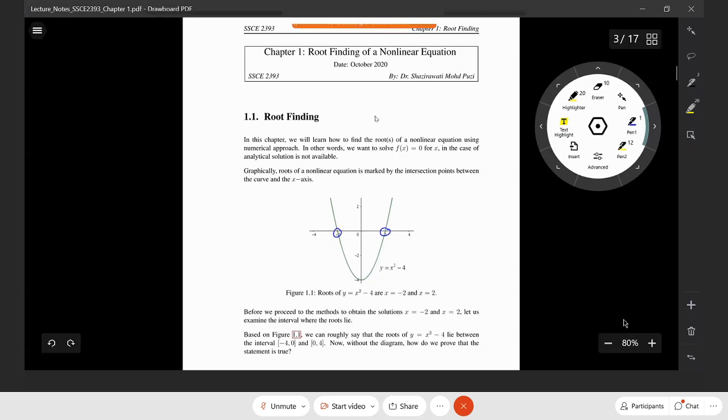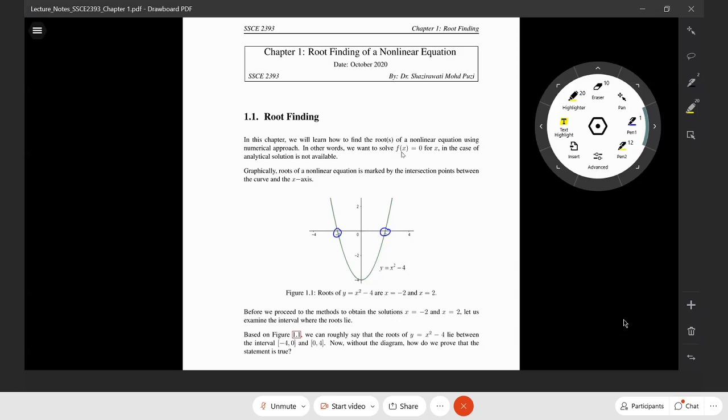So what I have written here, in other words, we want to solve f(x) equal to 0 for x. In the case of this one, analytical solutions are available. So maksudnya, when you replace x equals negative 2 and x equals 2 in this equation, you will get y equal to 0. Or in other cases, we normally use the notation of f. So that proves the roots of the given equation.